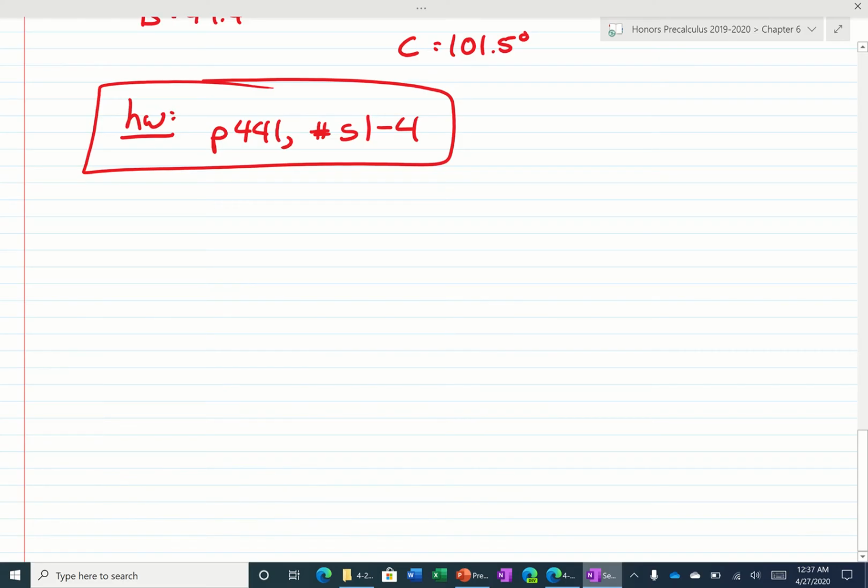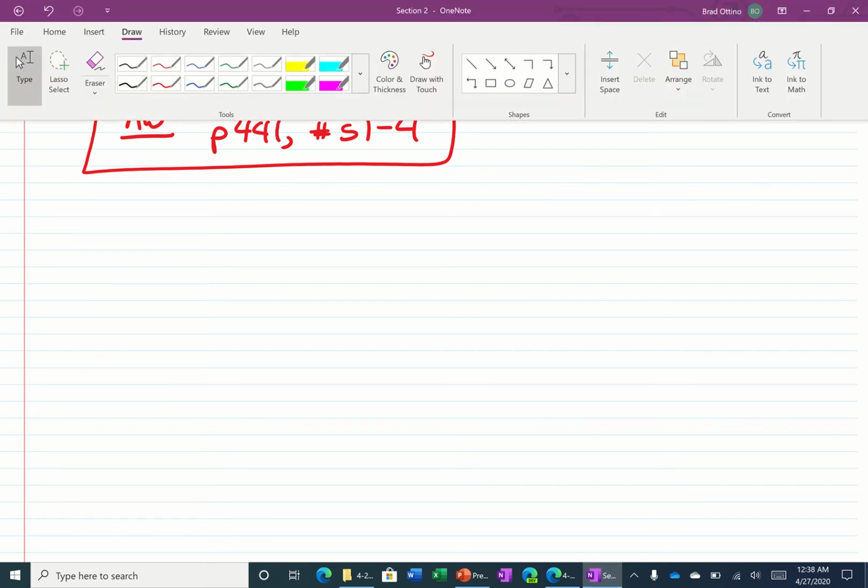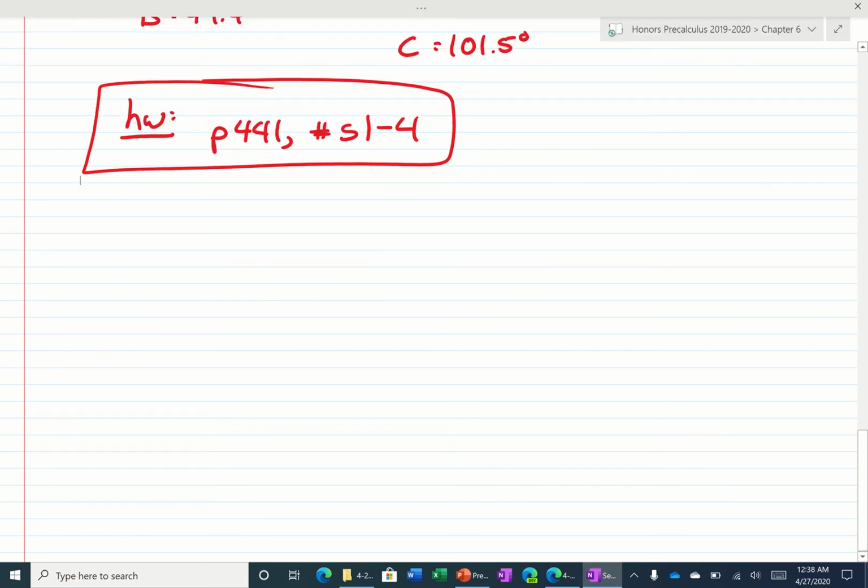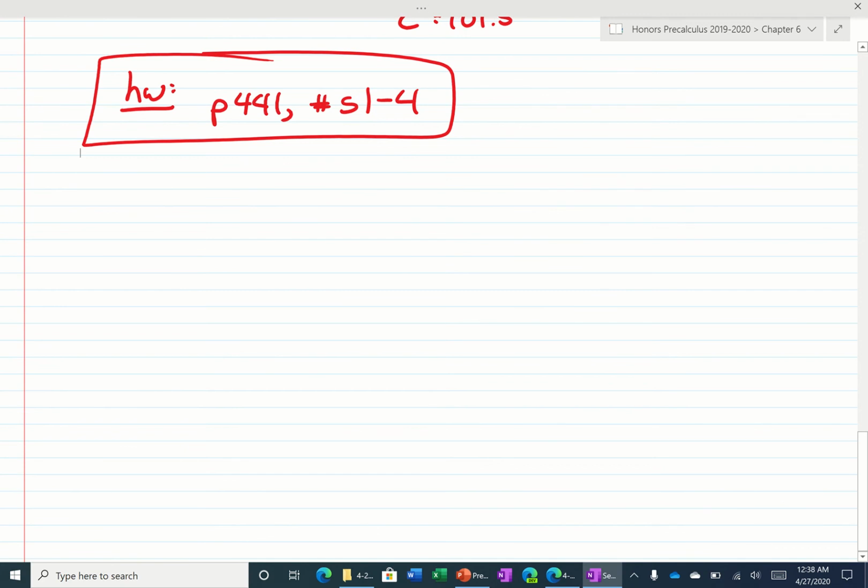Alright, so let's go over the law of cosines homework. I asked you to do 4 problems. There were 2 with 3 sides, and then there were 2 with side angle side. So I'm going to do one of each. I asked you to do page 441, numbers 1 to 4. The answers are posted. So maybe I'll do numbers 1, I think. I'll just do 2 and 4.